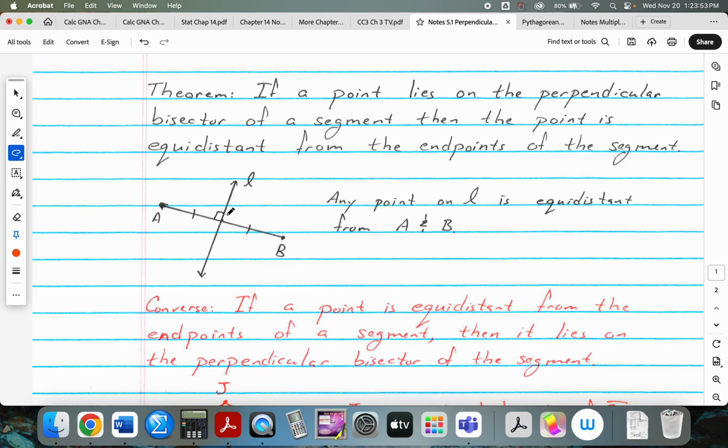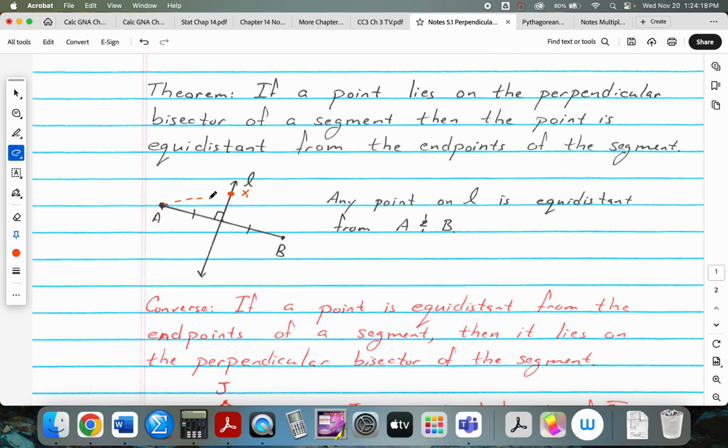So that's line L here. Any point I put on line L, doesn't matter where I put it. Let's say I put it right here. I'm going to call this point X. Is the distance from X to A going to be the same as the distance from X to B? Yes, absolutely. And by the way, we can prove that it is.